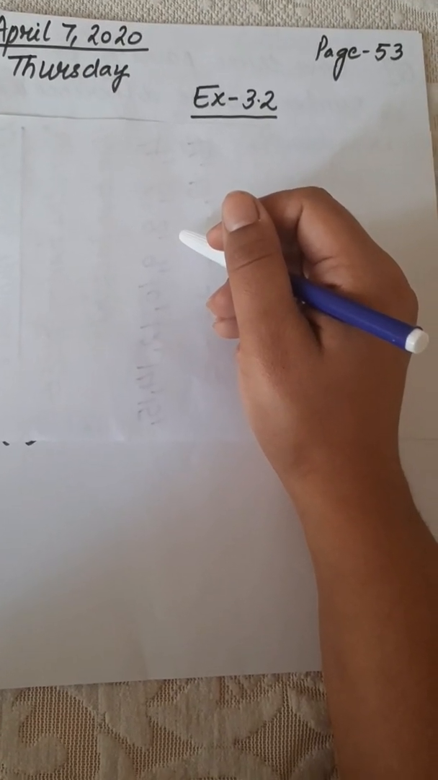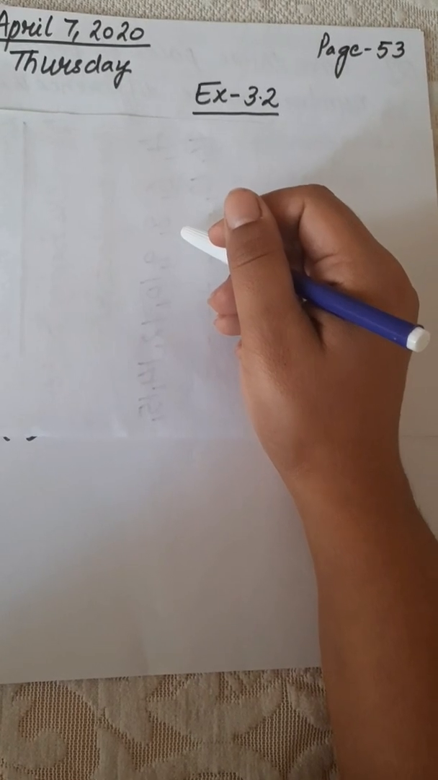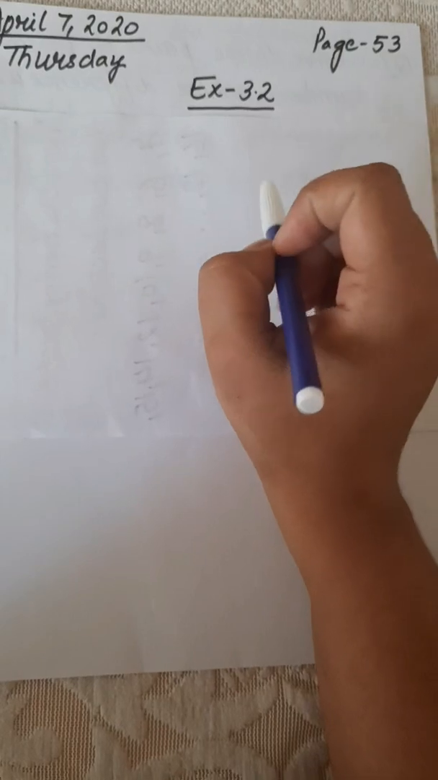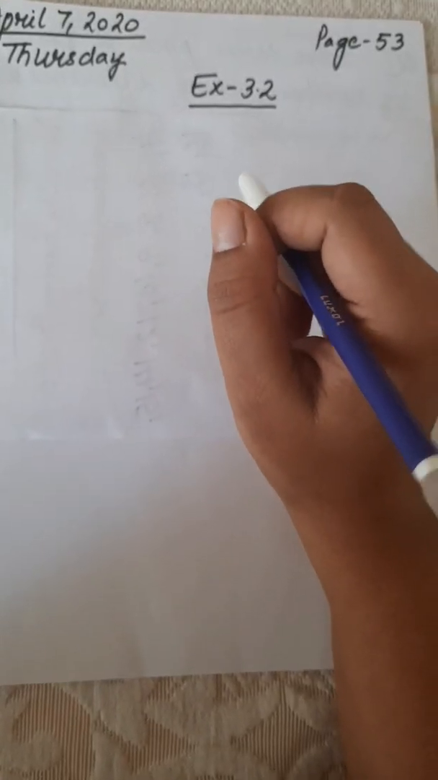In the earlier video, we started exercise 3.2 in which we did questions 1 to 5. And in this video, we will continue our exercise 3.2 and we will start from question number 6. Before starting the question, let's revise our topics.